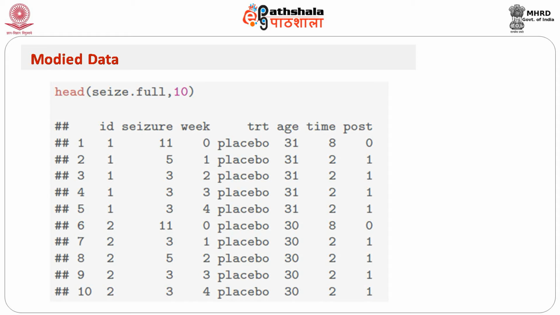Note that here 8 means it is an 8-week period. So, 11 seizures were seen in the 8-week period and post is 0. So, this is pre-experiment. Then again the period comes as 2 weeks, 2 weeks, 2 weeks, 2 weeks, and the post values are 1, meaning that all the observations are post start of the experiment. Once we have this seizure full data, we are now in a position to run the generalized estimating equations.